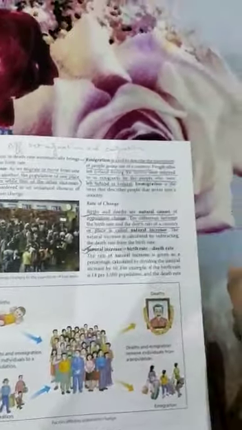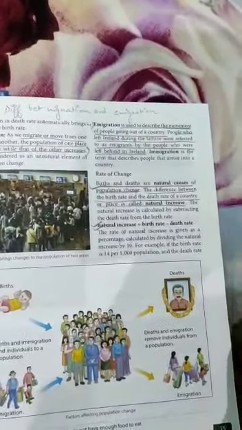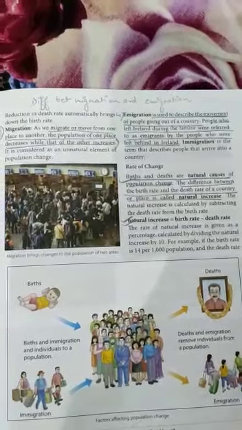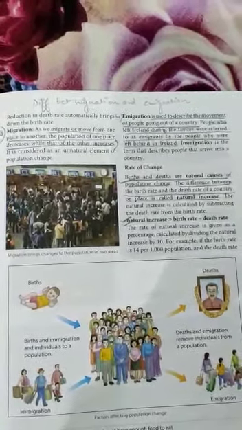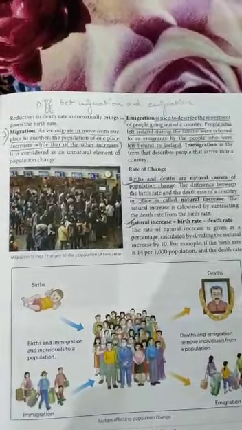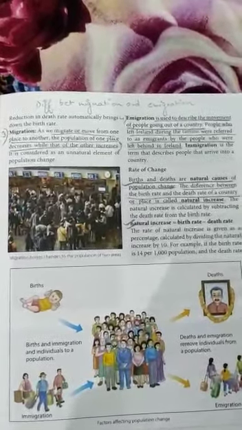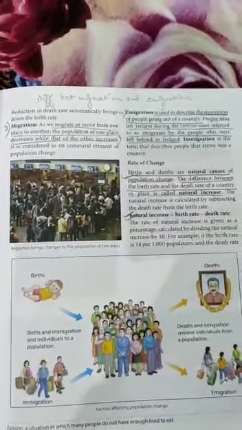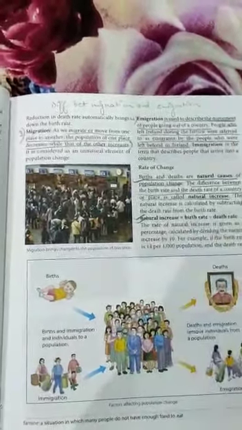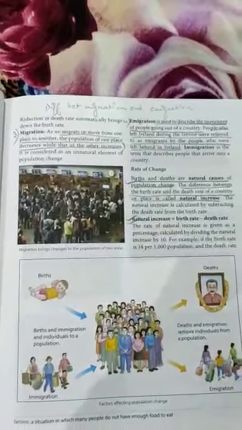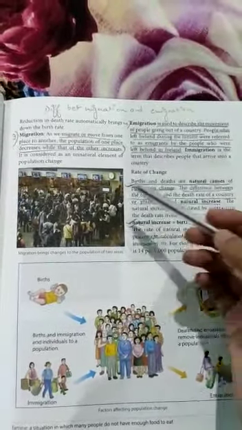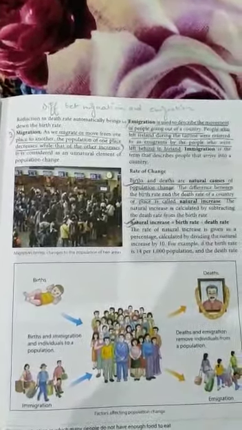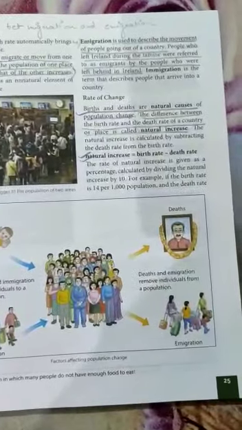Next is migration. As we migrate or move from one place to another, the population of one place decreases, from where we are moving out, while that of the other increases, where we are going. It is considered an unnatural element of population change. The earlier 2 that we studied, births and deaths, were the natural elements, but migration is an unnatural element.